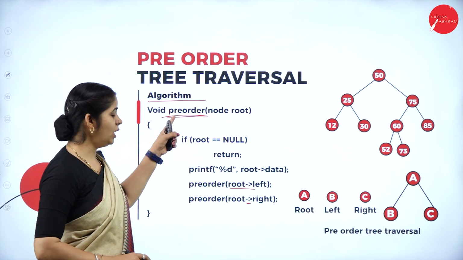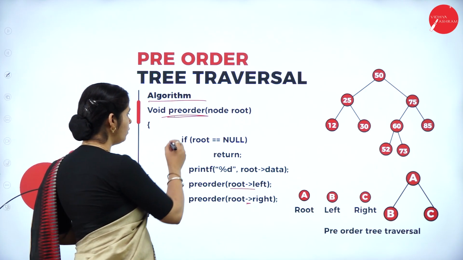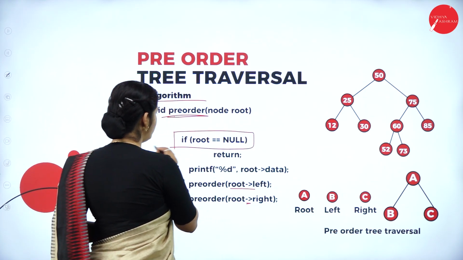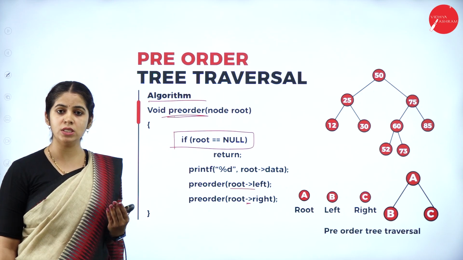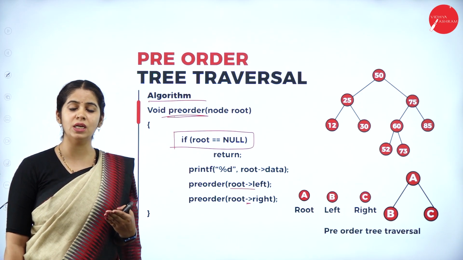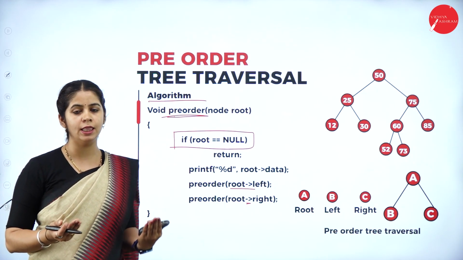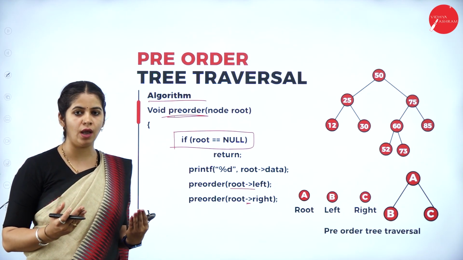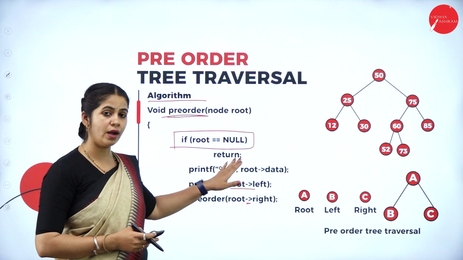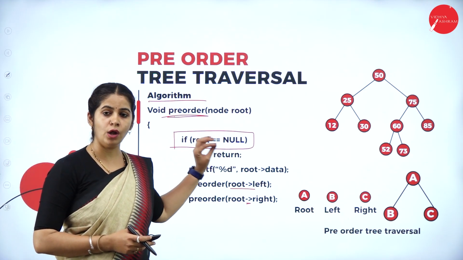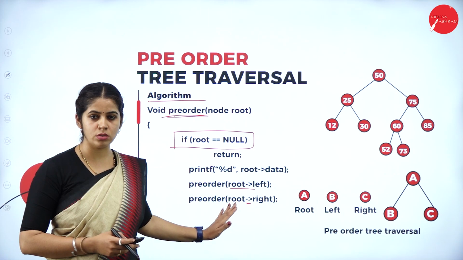Now in the pre-order tree traversal, first what do we have to check? We have to check the condition whether root is equal to null or not. What does it mean if root is equal to null? There are no elements in the tree. We don't have any data in the tree. So at that time, we return, saying that there is no element to traverse.